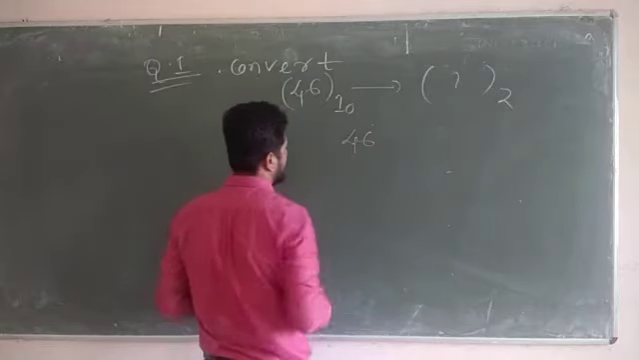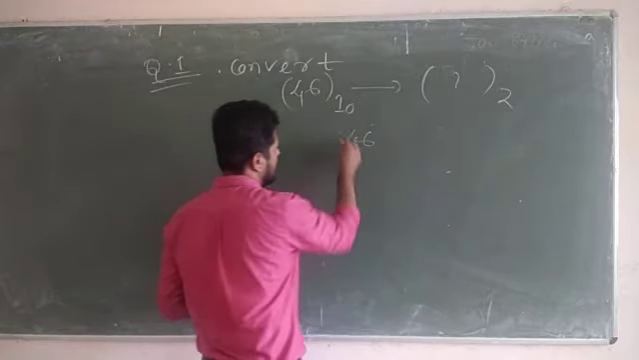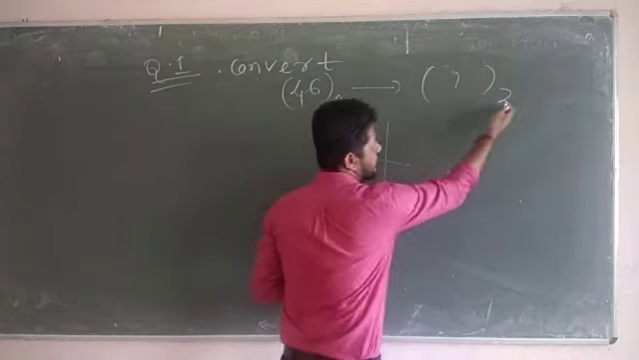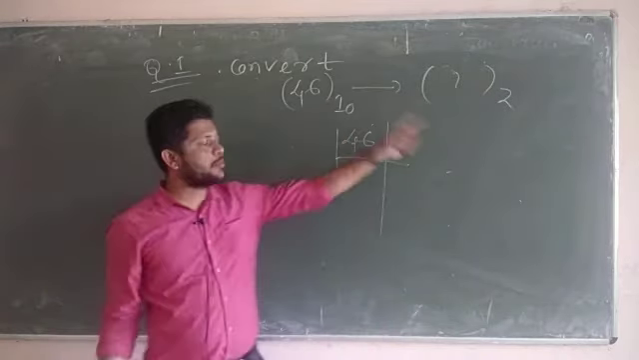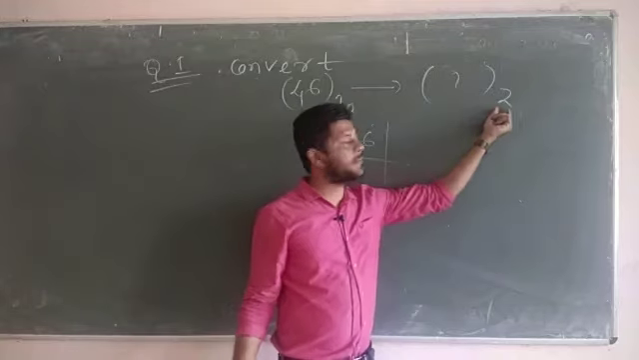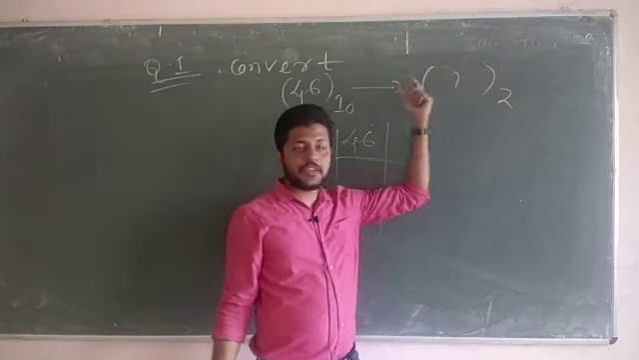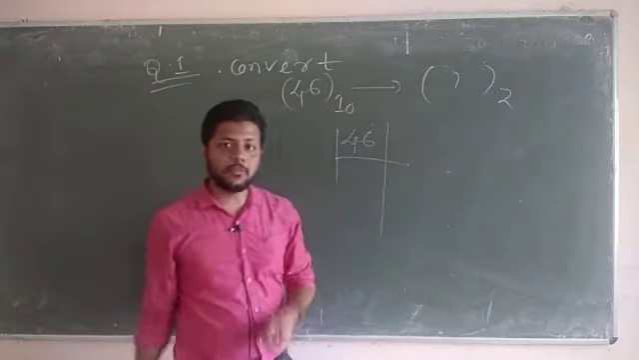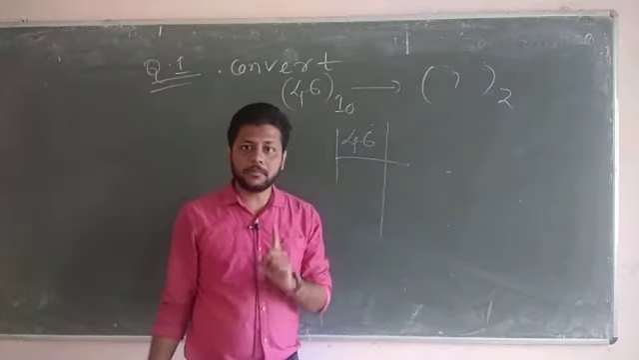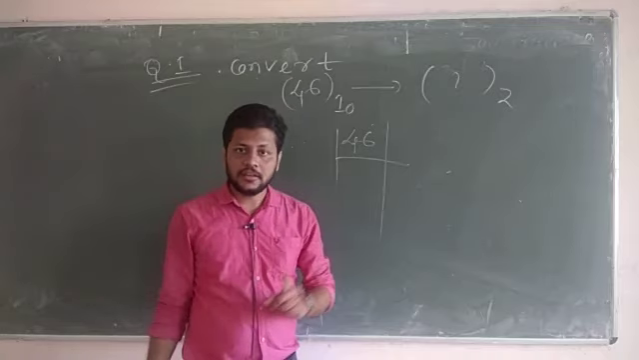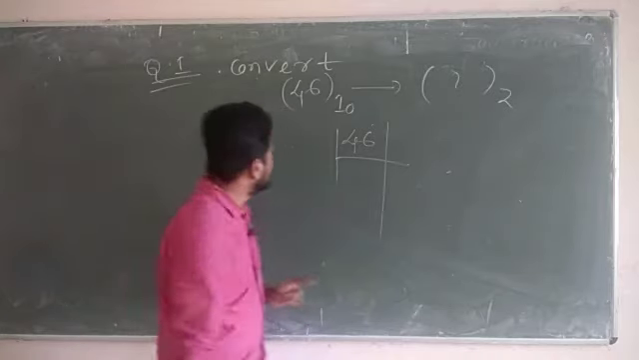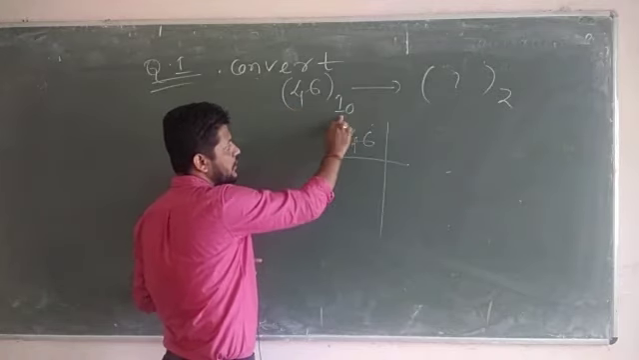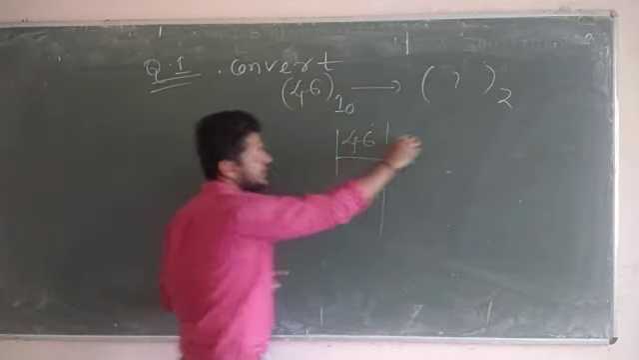First write your 46, the given number, then you need to divide it by the base. What is the base of a binary number? The base is 2. In your question they may ask you to convert the decimal number into binary. So remember, for binary, base is 2. For octal, base is 8. For hexadecimal, base is 16. From the base itself you can guess that this number belongs to decimal and this number belongs to binary.